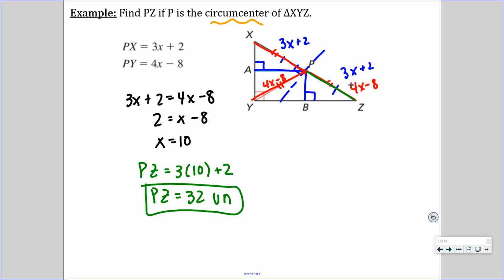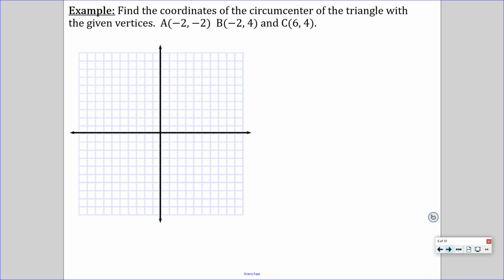Okay, next one. These ones are fun. Normally when you see this, you get all worried that you have to do the distance formula, right? Guess what? Not today. It says find the coordinates of the circumcenter, where all the perpendicular bisectors intersect. I'll say that over and over until you can't stop thinking about it.